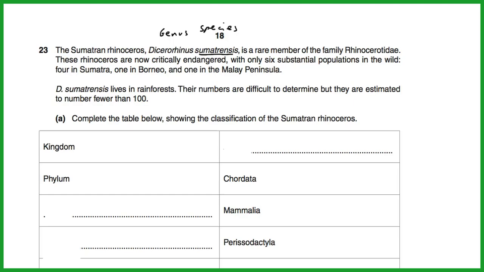These rhinos are now critically endangered, with only 6 substantial populations in the wild, 4 in Sumatra, 1 in Borneo, and 1 on the Malay Peninsula.